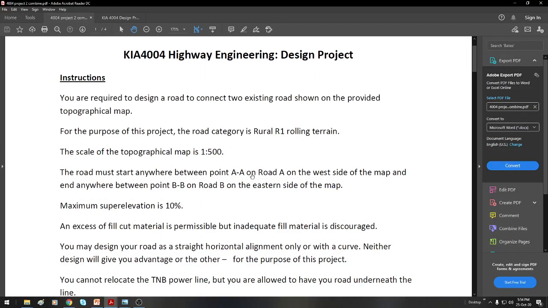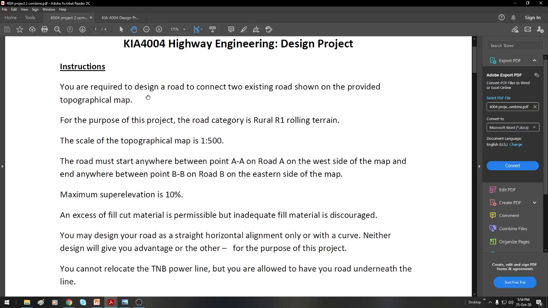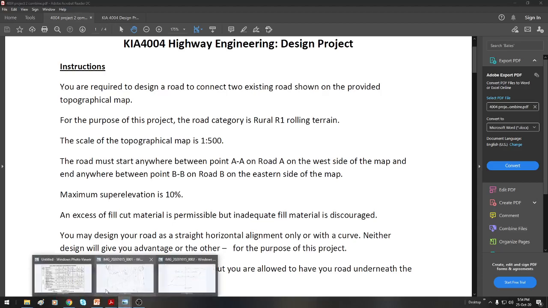Alright, so we'll continue with our design project. Okay, I'll just brief you. Your instructions here, we have several instructions. You are required to design a road connecting two existing roads shown in the provided topo map.